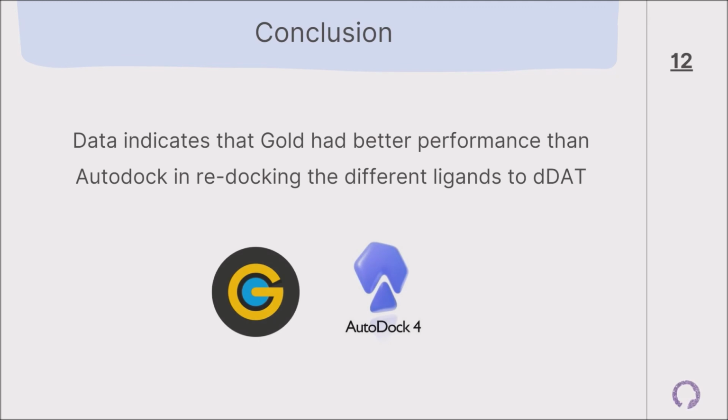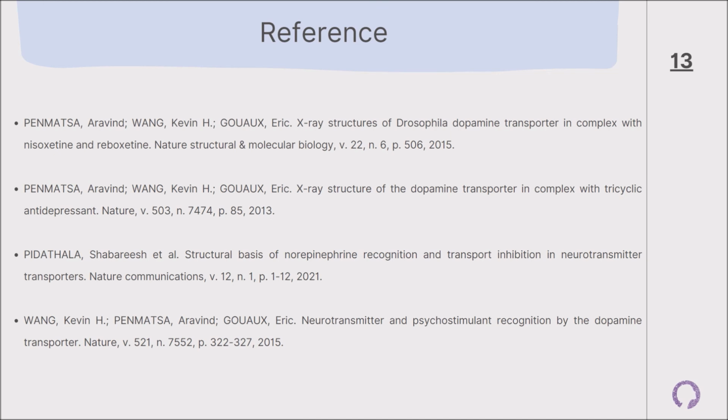To conclude, the data indicates that Gold had better performance than Autodock in redocking the ligand complexes to the dopamine transporter. These are the references used in this project.